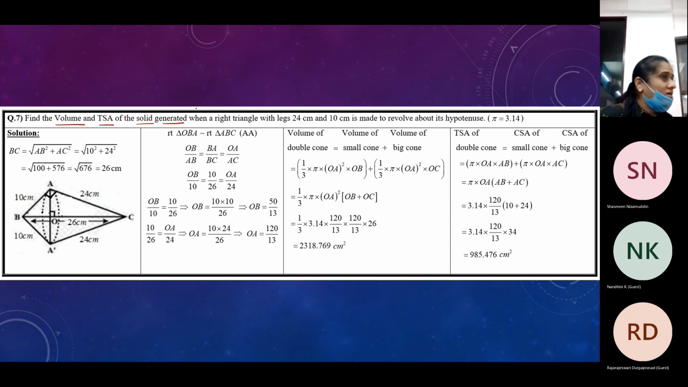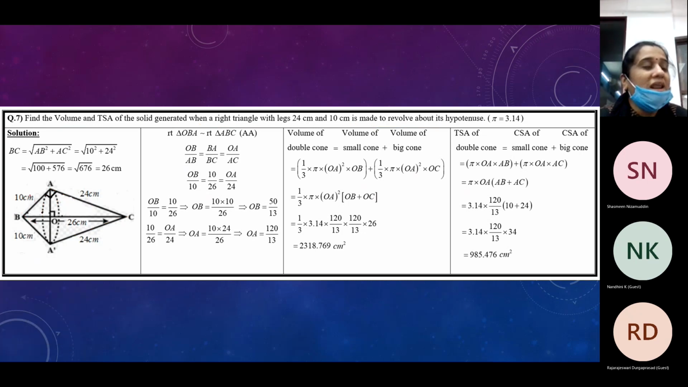So what is a solid generated? A double cone. When a right triangle with legs 24 centimeter and 10 centimeter is made to revolve about its hypotenuse, a double cone is formed. There's one cone here with this circle, and the other cone here, like this. And the same circle, because they're stuck to one another.